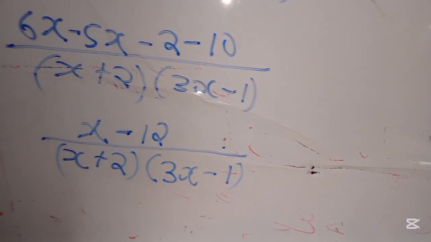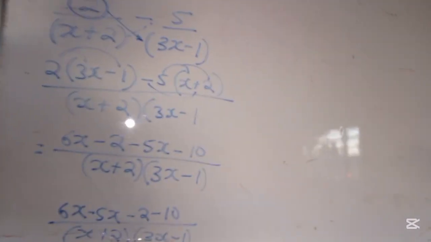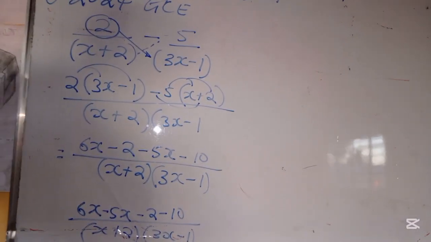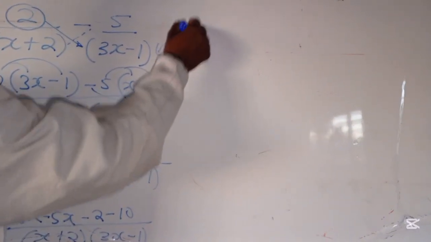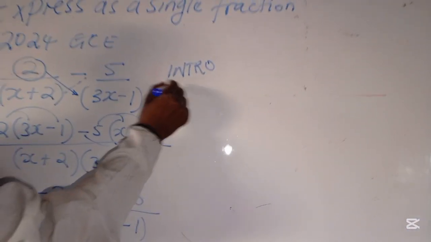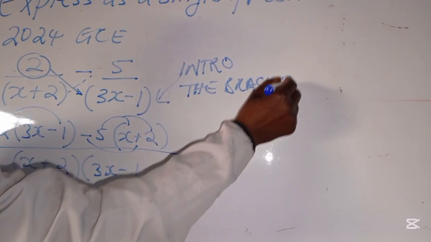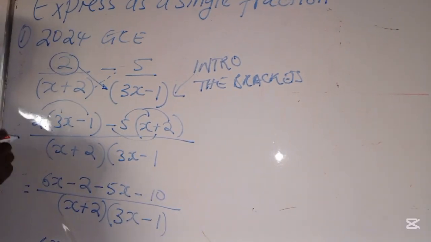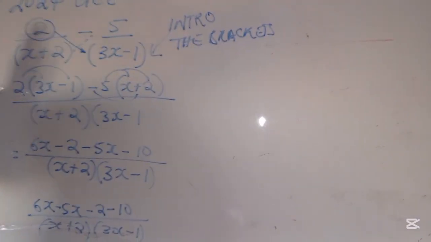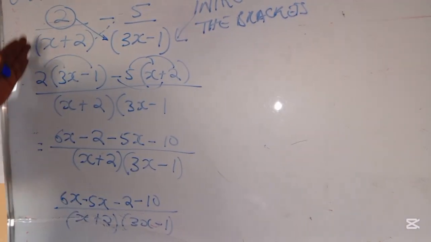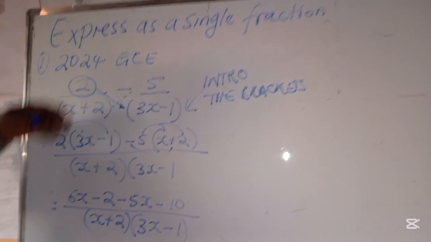So ladies and gentlemen, what did I say? When you are given such a question, this is 2024 GCE, last year, what are you supposed to do? The first thing, introduce the brackets. Please don't forget. After introducing the brackets, you cross multiply. Make sure that the one which I've circled should be in front, and then you open up. So ladies and gentlemen, this is what we are saying, simplifying. Mind you, I have to express as a single fraction.